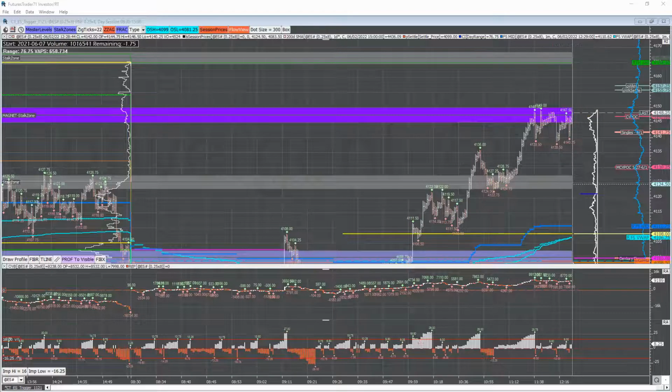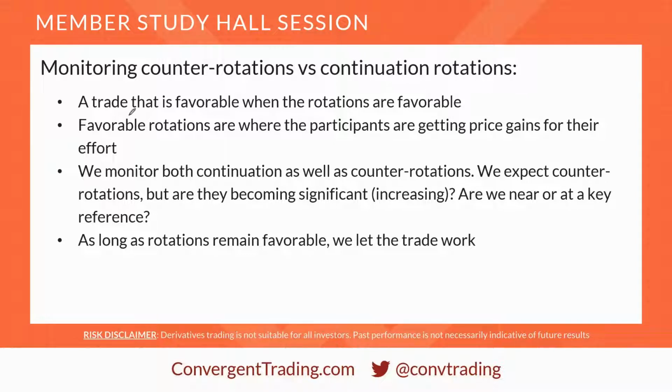In general, I find that the strategy that I have in Edge Pro X in terms of the trade management is pretty good because it's based on rotations. But when I see that things are running, I immediately go and either cancel or lift or move my orders in order to take advantage of what's happening. So favorable rotations are where the participants are getting price gains for their efforts. So we want to be on the side that is lifting, but is actually getting price progression, price gains. So those are favorable rotations.